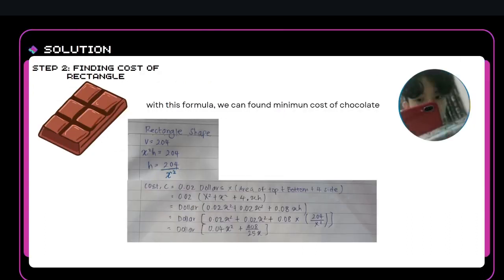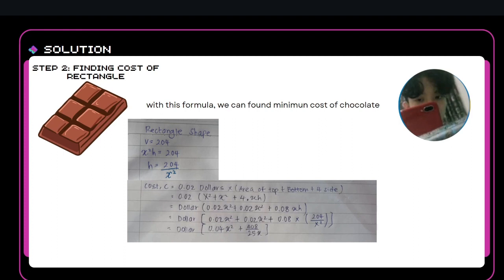Hi, my name is Muhammad Hazi. Today, I will present my part, which is step 2, finding the cost of the rectangle. As we can see with this formula, we can find the minimum cost of chocolate.